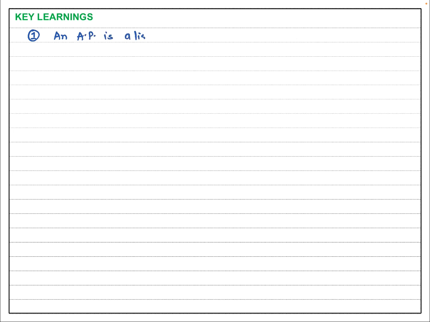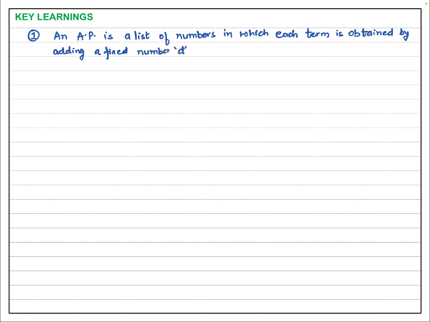An AP is a list of numbers in which each term is obtained by adding a fixed number d to the preceding term. So this is a concept which you need to remember: if the first term is a, the second term would be a plus d, the third term would be a plus 2d, then a plus 3d, and so on. And what we remember here is that d can be positive or d can be negative; both cases are possible.